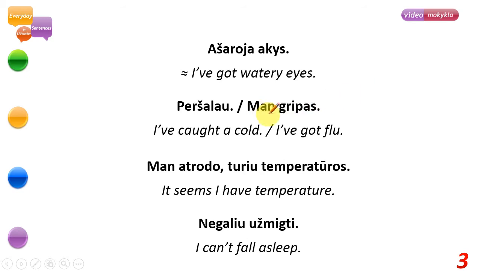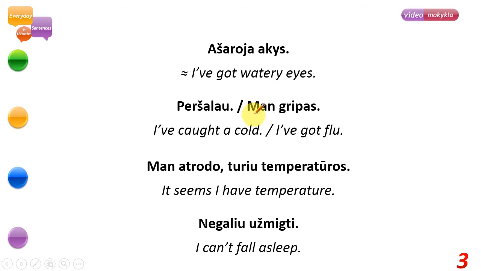like man užėjo gripas. Man užėjo gripas, I've got a flu. Užeiti means to get. Man užėjo sloga, I've got a runny nose. So man užėjo gripas, for me, flu came, something like this. So probably this collocation, man gripas, comes from the phrase man užėjo gripas, I've got a flu. Man užėjo, made from the word to come.